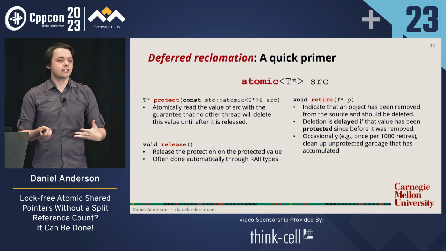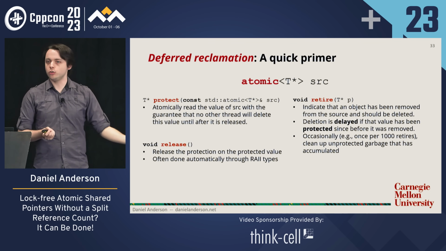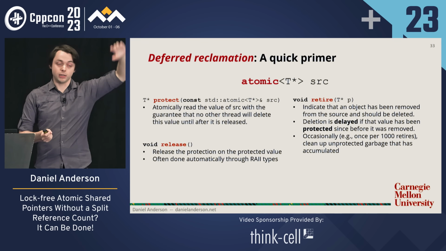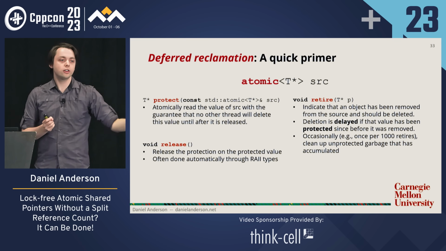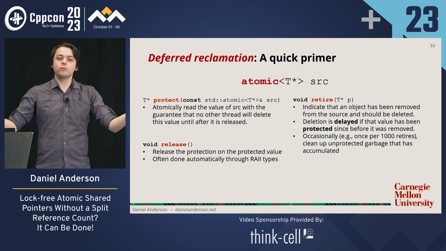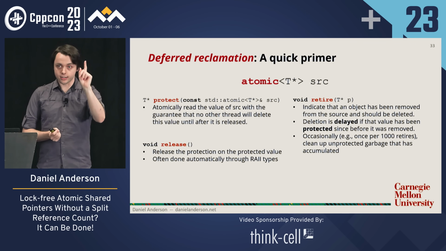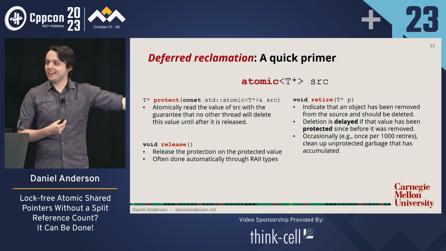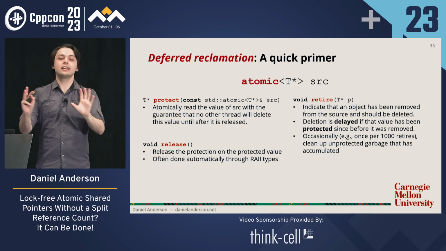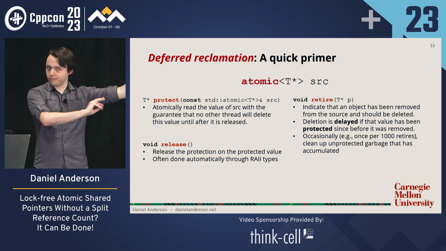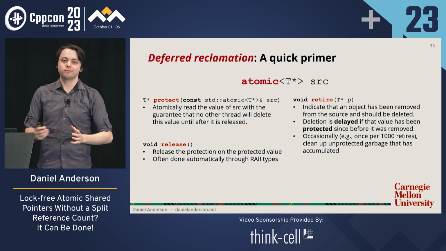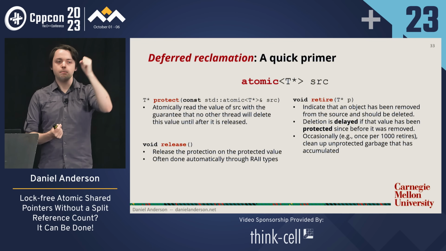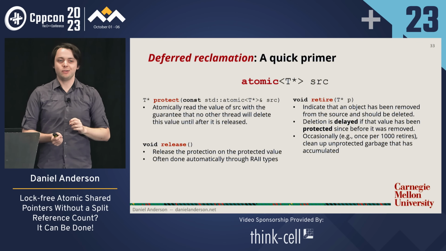So usually we've wrapped that behind RAII, and then the other magic function that we need is this retire function. So retire is essentially the equivalent of delete when you're doing deferred reclamation. Retire says, I'd like to indicate that this object has been removed from the source, it's no longer visible to the world, therefore I'm ready for it to be deleted. But someone might still be reading it. Someone other than me might still be reading it and have it protected. So please delay the delete until everyone who is reading it is done. So retire P is essentially a synonym for delete P once no one's reading it anymore.